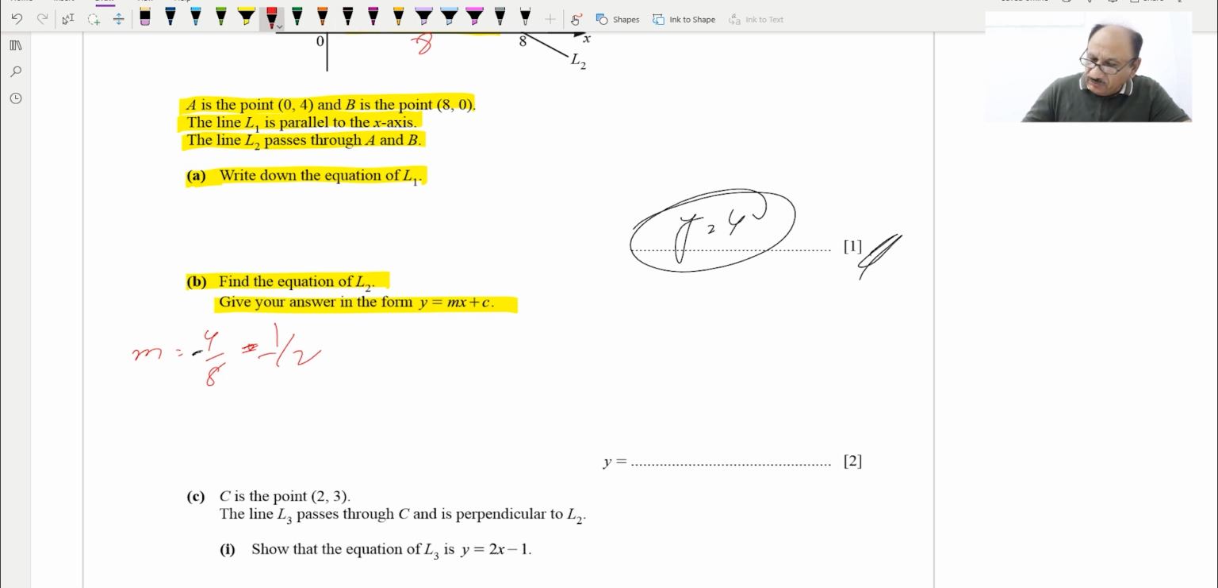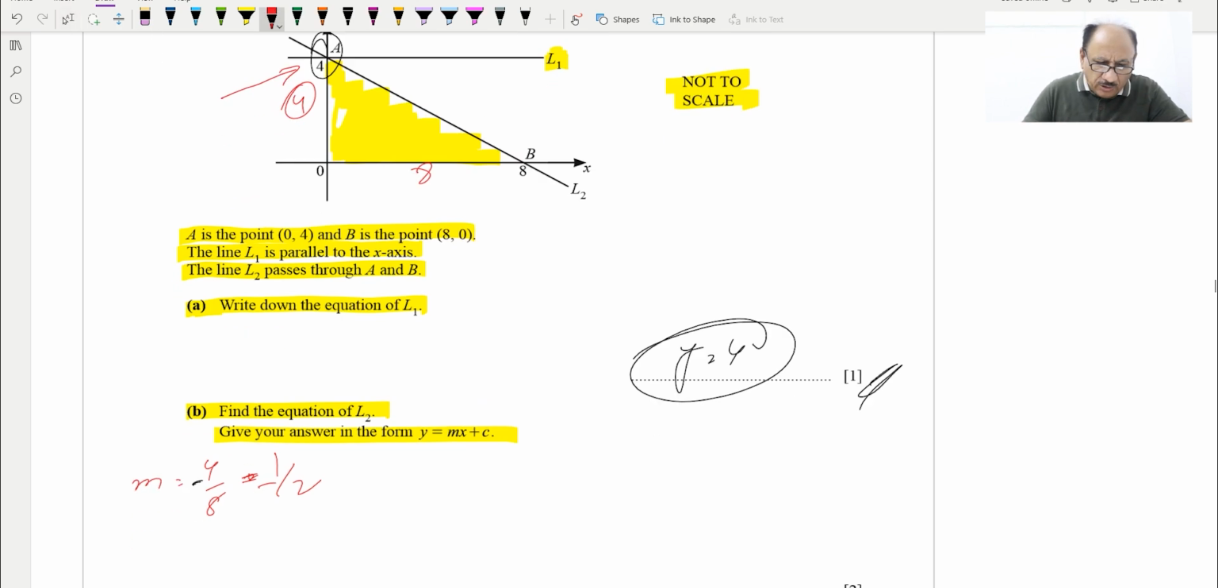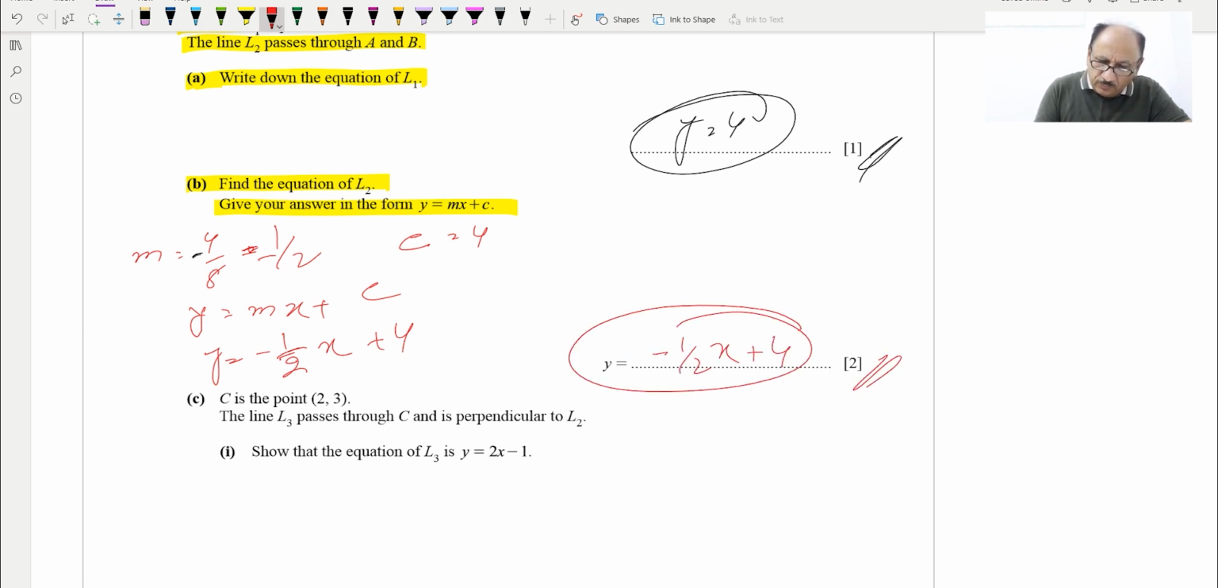Further, we require the c value. C value is the y-intercept, which we know is passing through 4. So we can write c value is equal to 4. Then we can write the equation. So y is equal to mx plus c. y is equal to minus 1 by 2x plus 4. So this will be our final equation for 2 marks.